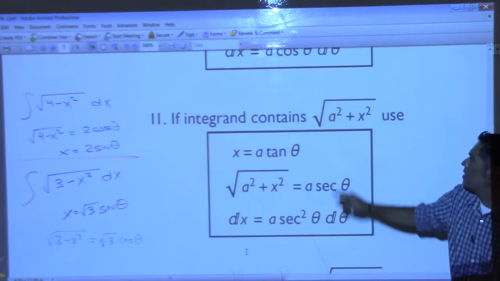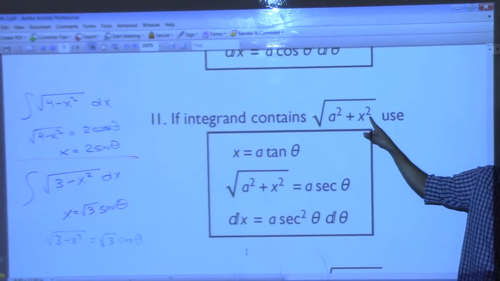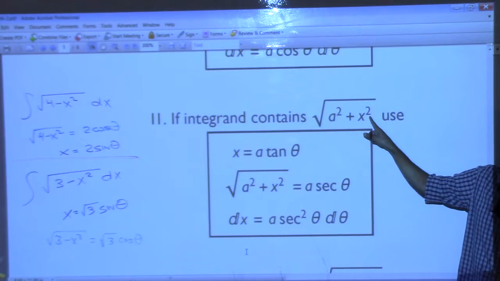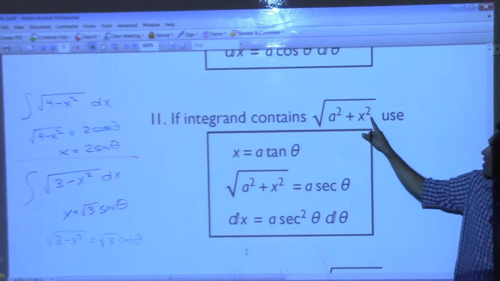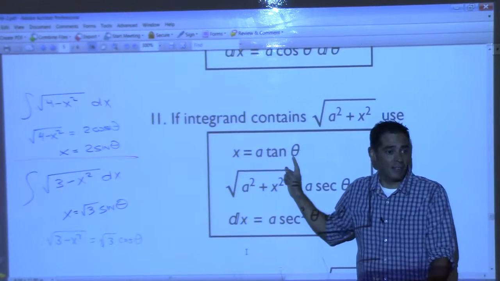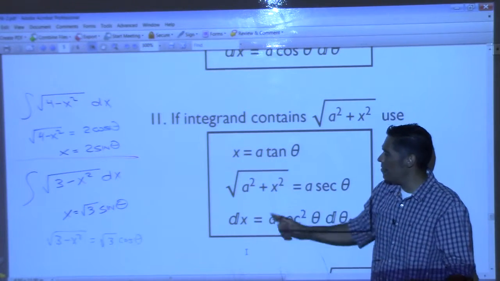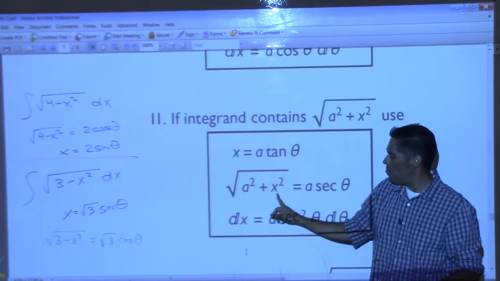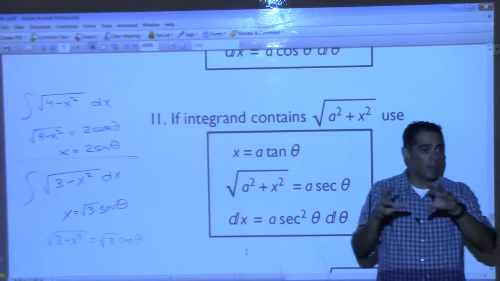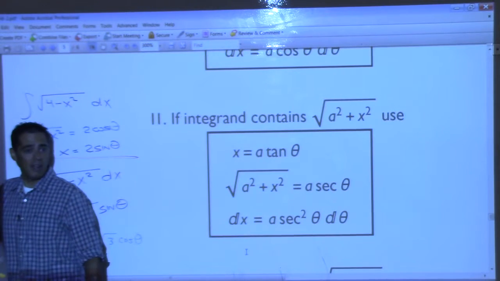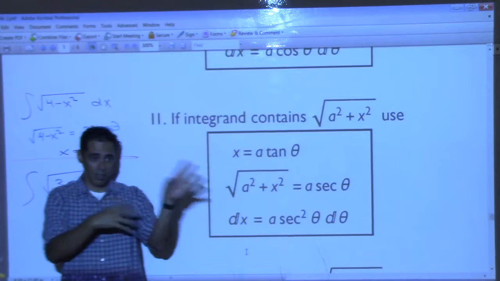What if we see A squared plus x squared instead of A squared minus x squared? We do a different substitution. Instead of replacing x with A sine theta, we use A tangent theta. The reason is the algebra in there. When you plug this in and square things, you'll use this identity instead of the one that took you from sines to cosines.